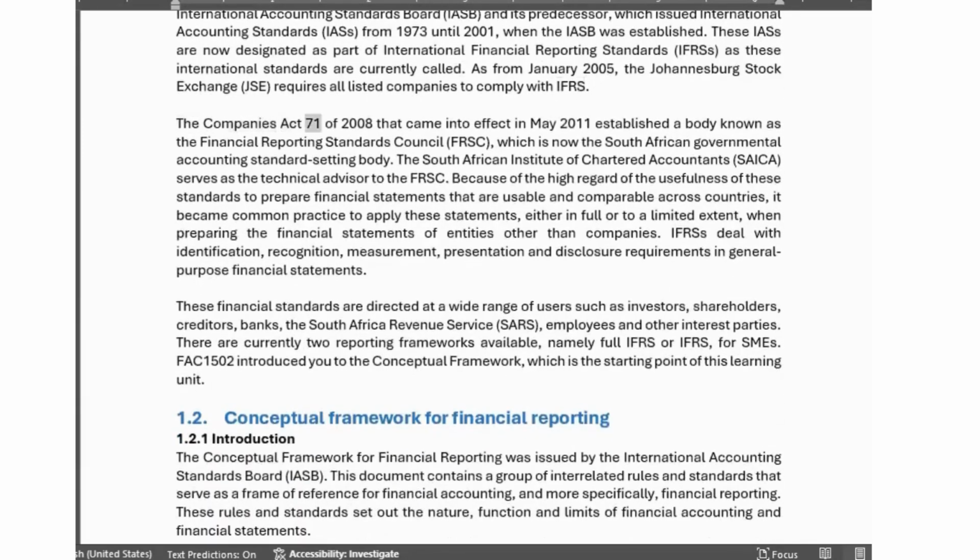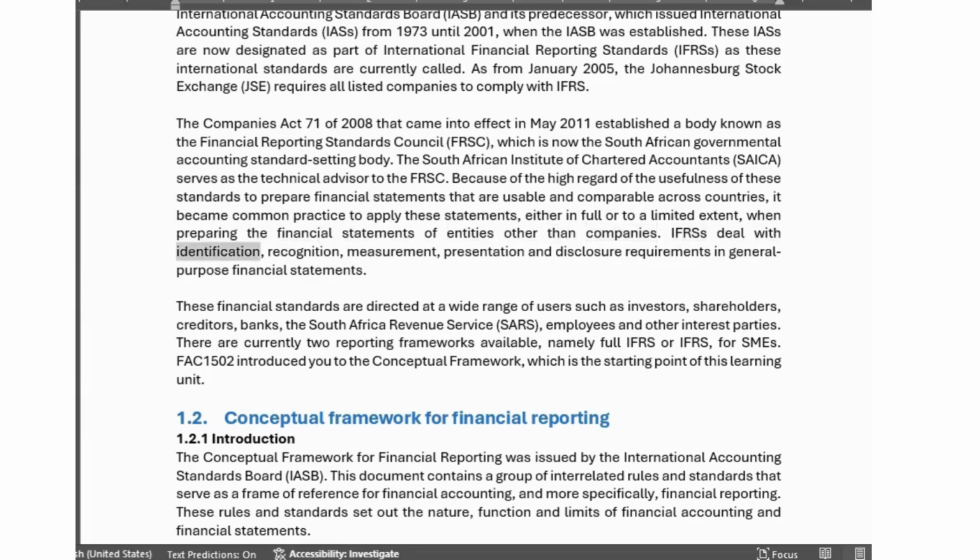The Companies Act 71 of 2008 that came into effect in May 2011 established a body known as the Financial Reporting Standards Council, FRSC, which is now the South African Governmental Accounting Standard Setting Body. The South African Institute of Chartered Accountants, SAICA, serves as the technical advisor to the FRSC. Because of the high regard of the usefulness of these standards to prepare financial statements that are usable and comparable across countries, it became common practice to apply these standards, either in full or to a limited extent, when preparing the financial statements of entities other than companies.